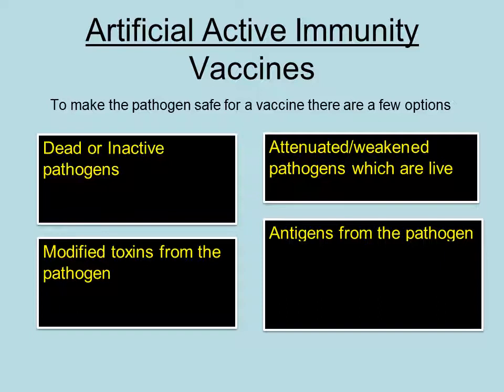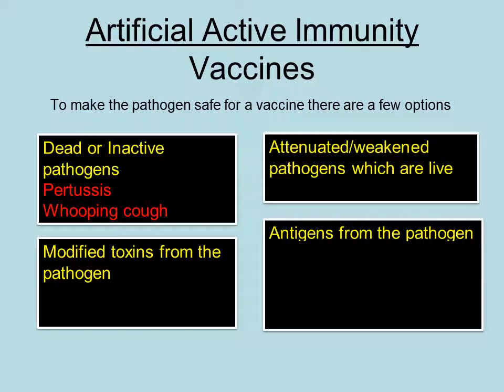So there was some understanding about how vaccines were working, and in the past what they tended to do was give people sort of weakened versions of these vaccines, and so you might be a little bit ill but not really ill. So let's first of all have a look at the dead or inactive pathogens.